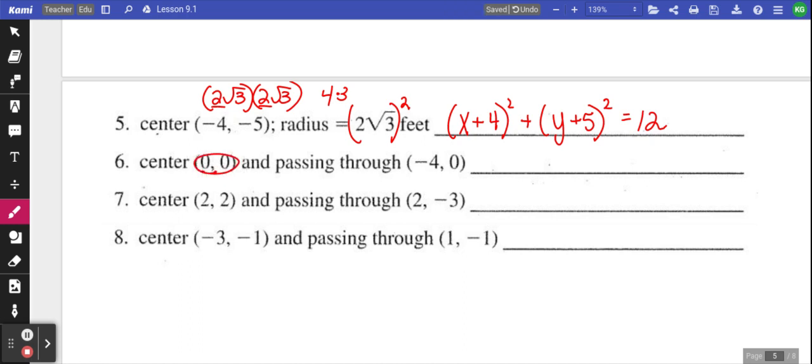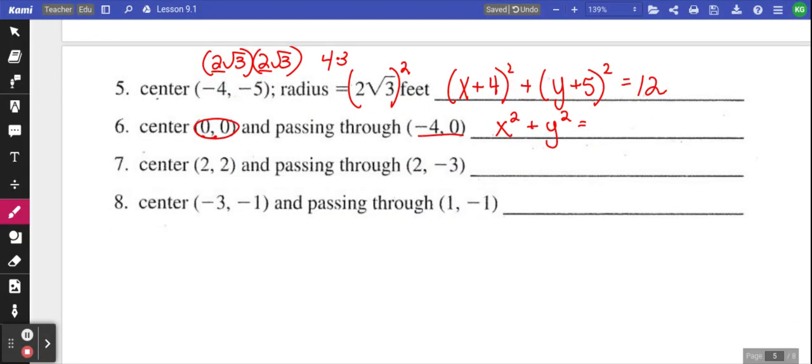This one I have 0, 0, and a point. So I'm going to start with x minus 0, y minus 0. And I need to use the distance formula because it just gives me the center and a point to find that radius. So I'm going to do 0 minus negative 4 squared plus 0 minus 0 squared equals 4.